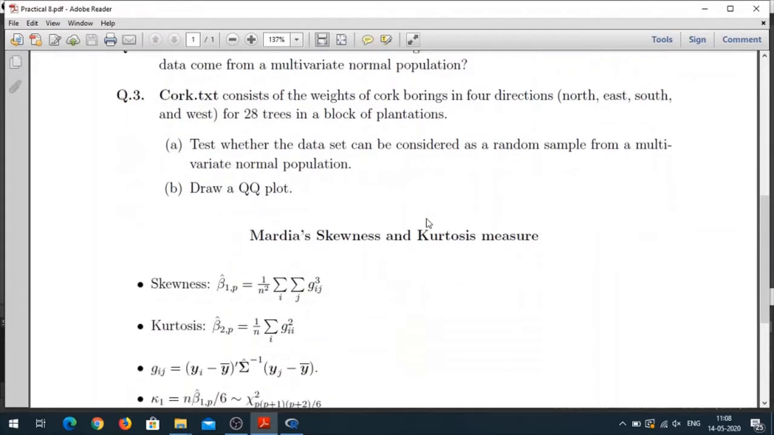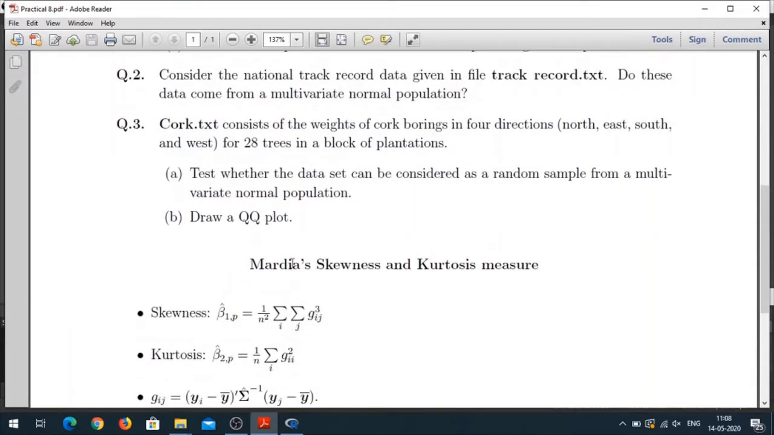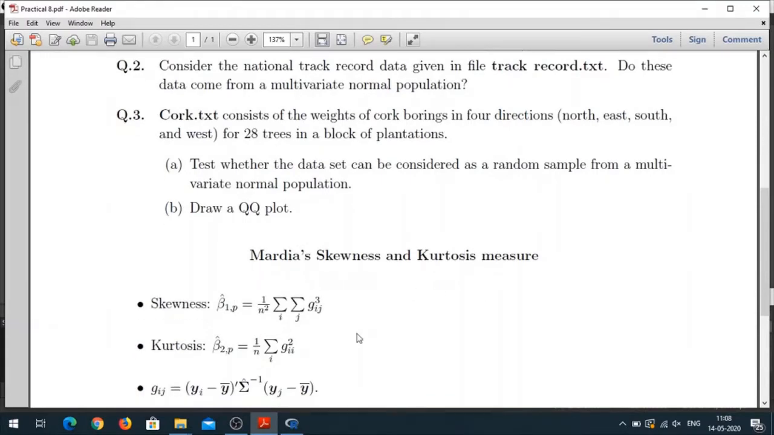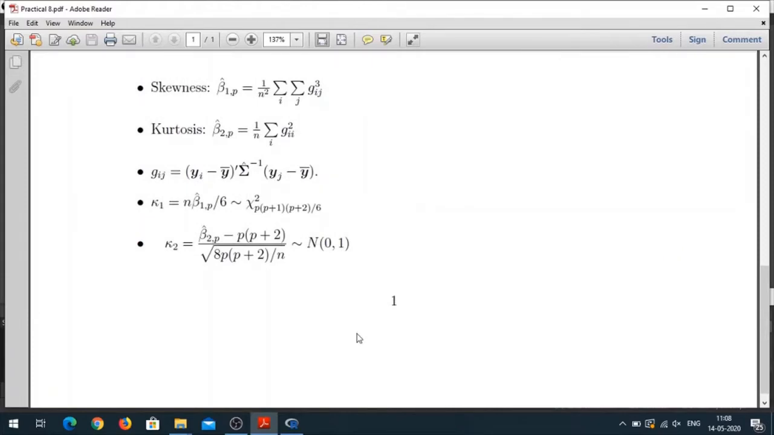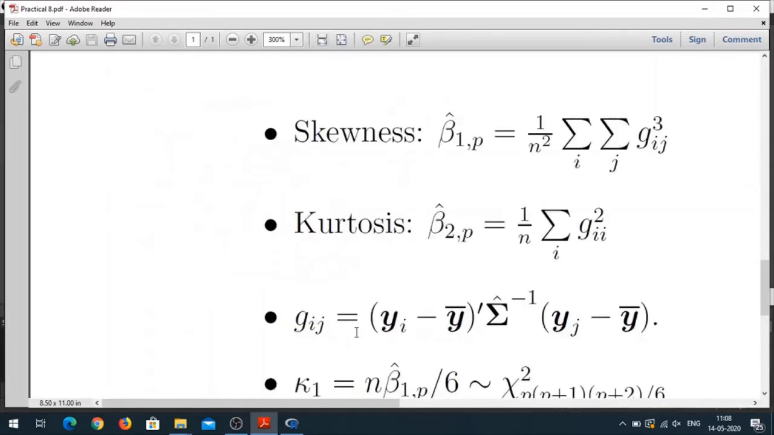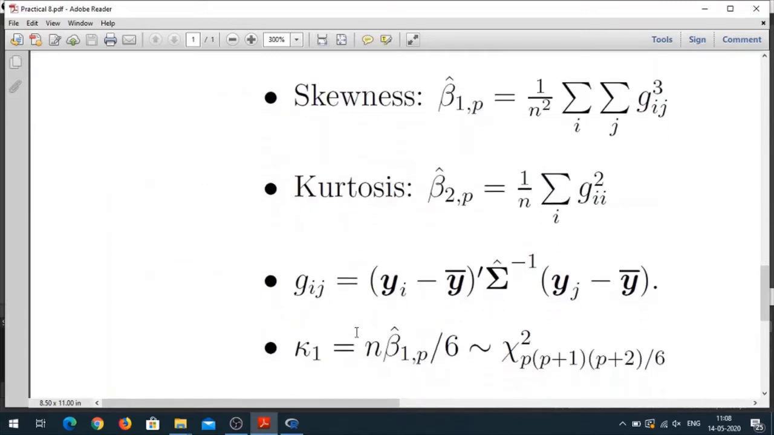So the tests are actually known as tests based on Mardia's skewness and kurtosis measures. Skewness is basically related to the third moment, and kurtosis is related to the fourth moment. So we will see first what we mean by skewness here and kurtosis here. So these are the formulae.